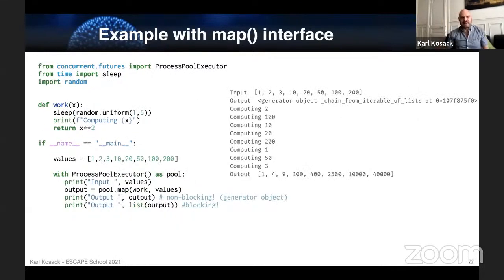This is a more standard example where you have, again, a work function. I made it a bit more complicated. I have it sleep for a random amount of time between 1 and 5 seconds. And I have a bunch of values. So I want to compute x squared for all of these. Then I can do pool.map, and map works just like the Python map command. You give it a function and an iterator of some kind, and it applies that function to every value in the iterator and returns a new iterator that has the results.